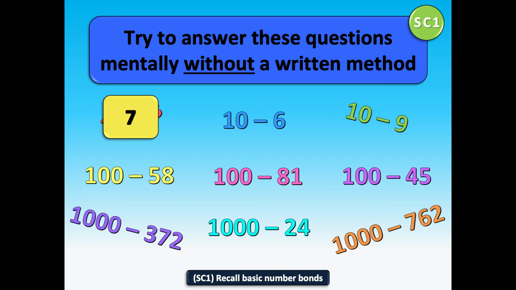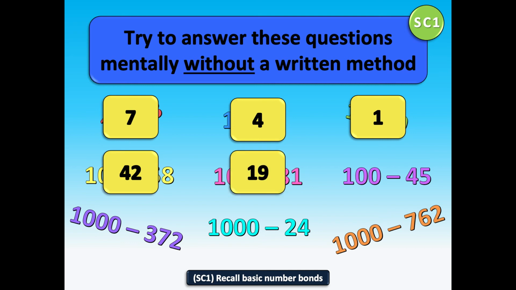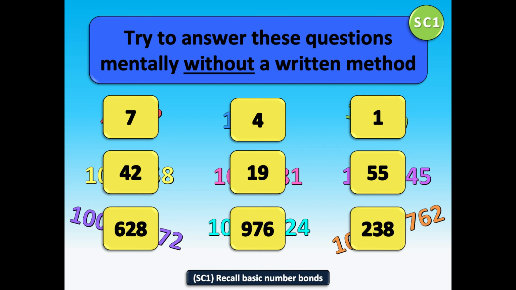So the first one, 10 minus 3 is 7, 10 minus 6 is 4, and 10 minus 9 is 1. 100 minus 58 is 42, 100 minus 81 is 19, and 100 minus 45 is 55. 1000 take away 372 is 628. 1000 take away 24 is 976, and 1000 take away 762 is 238.